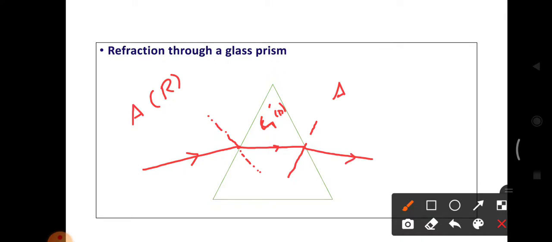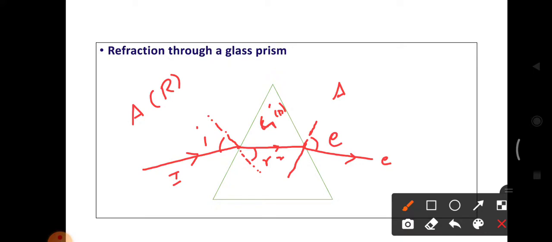So there are three types of ray: the incident ray, the refracted ray and the emergent ray. The angle between the normal line and the incident ray is called the angle of incidence, I. The angle between the normal line and the refracted ray is called the angle of refraction. The angle between the normal line and the emergent ray is called the angle of emergence. So there are three types of angle: angle of incidence, angle of refraction, and angle of emergence.